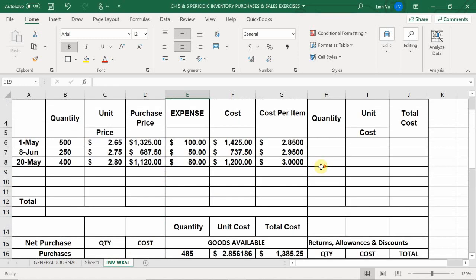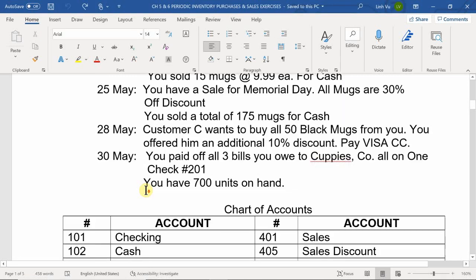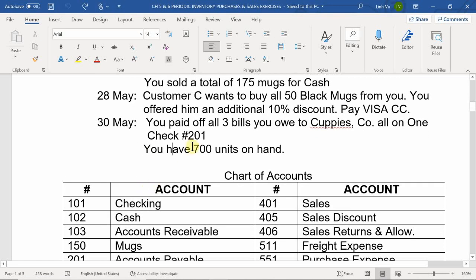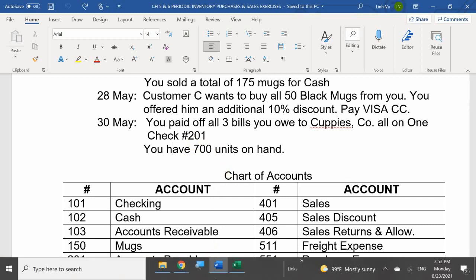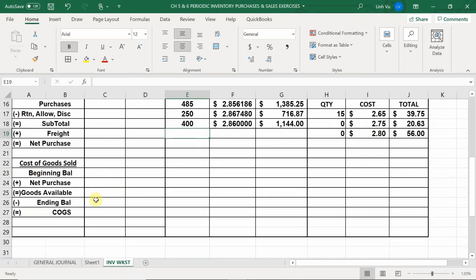So now that we finished our worksheet and we finished that one section there, the last thing that we have here is that we have a total of 700 units on hand left. So we reach the conclusion of our inventory. We need to figure out the numbers so we can do our conversion entry. So we have a total of 700 units left on hand. Okay.